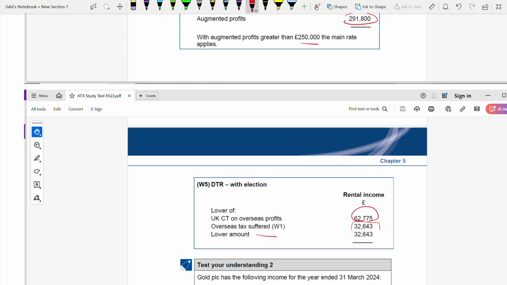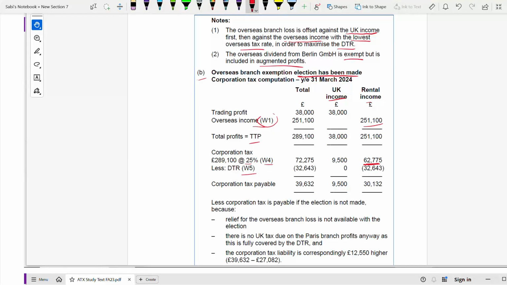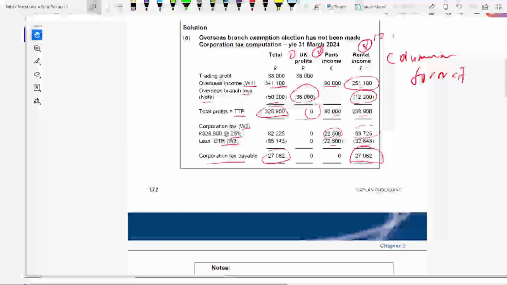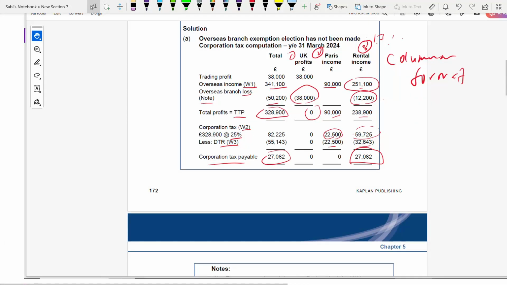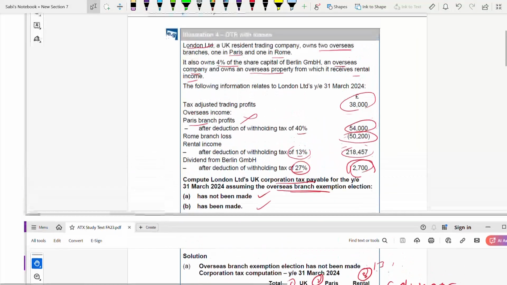This you will get from the table. 62,775 is from this table. It's this one, this figure, corporation tax on rental income. So the lower is 32,643 and you get your corporation tax. Done. Now if you see which one is higher, 30,132 versus 27,082. Without the election you are having lower corporation tax, isn't it?